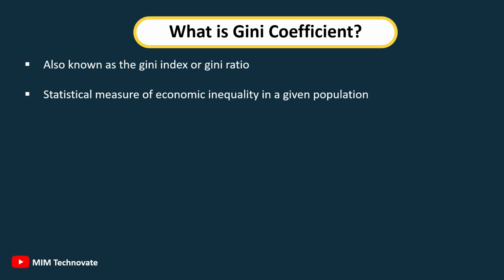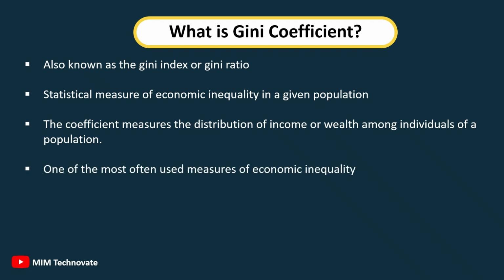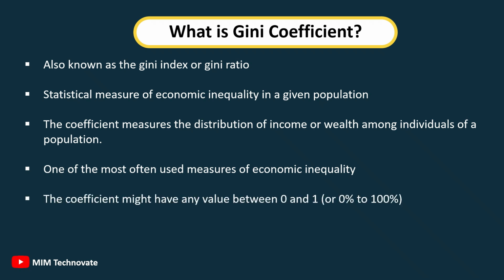a given population. The coefficient measures the distribution of income or wealth among individuals of a population. The Gini coefficient is one of the most often used measures of economic inequality. The coefficient might have any value between 0 and 1, or 0% to 100%.